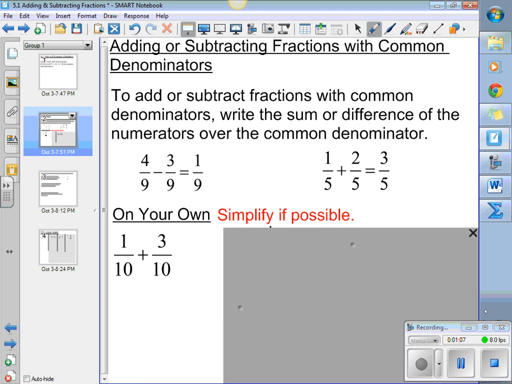We've got 1/10 plus 3/10. You hopefully get 4/10. And hopefully you can see when you look at that both of those are divisible by 2, which if we divide 4 by 2, we get 2. If we divide 10 by 2, we get 5, giving us 2/5.